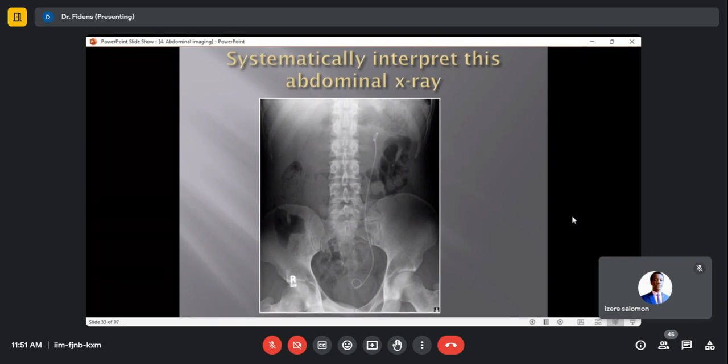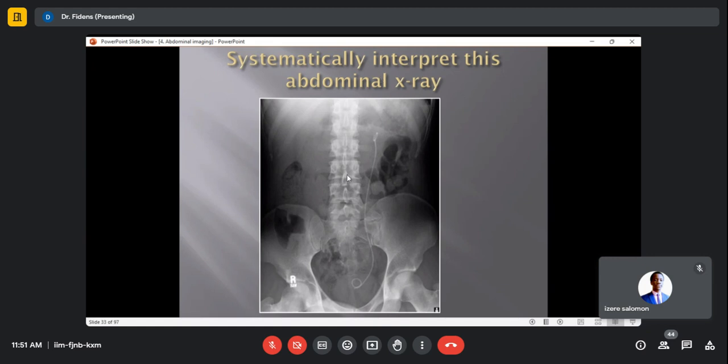Number two, you follow ABCS. A is about adequacy and alignment and apparatus. Adequacy is technical. We look for collimation. For collimation, remember, you have to check that the diaphragm should be in and the pelvic bone should be in. That's very important. Like in this case, they have cut off the diaphragm. You can miss some pathology, especially pneumoperitoneum. So the diaphragm should be in.